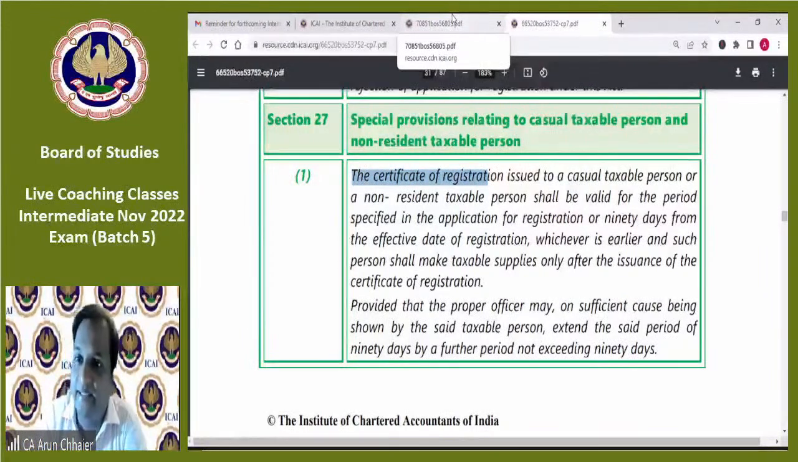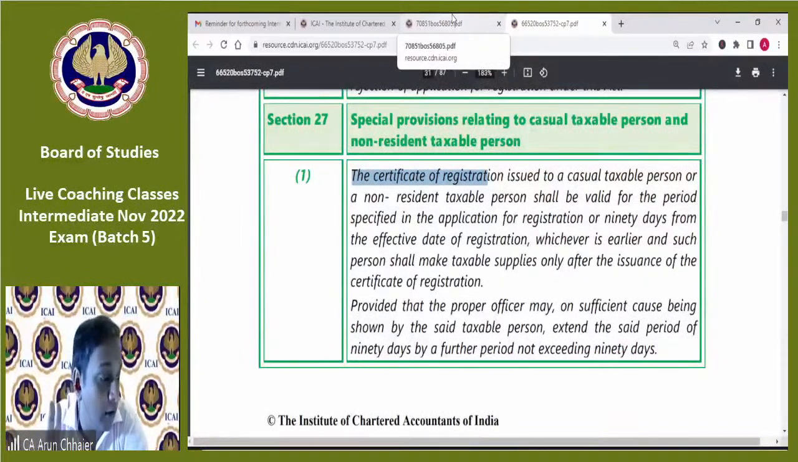In that case, section 27 is the another option. He can register himself as a casual taxable person. And important points, we are discussing certain important points. First important point, that you have to make application in the casual taxable person 5 days in advance. Suppose I like to start the business from 5th of July, I have to make an application 5 working days in advance. Point number 1.